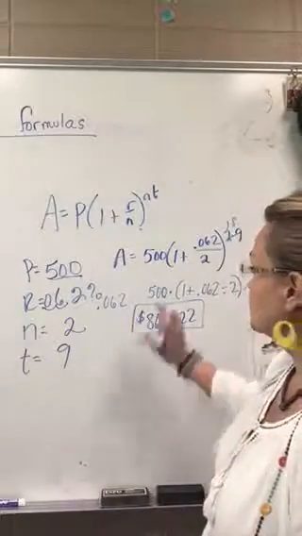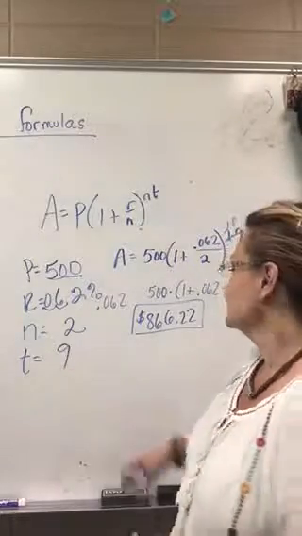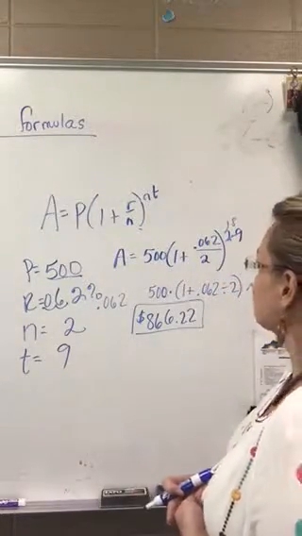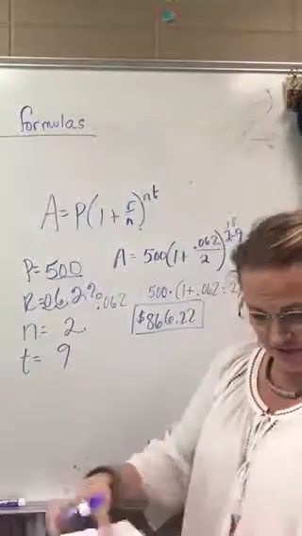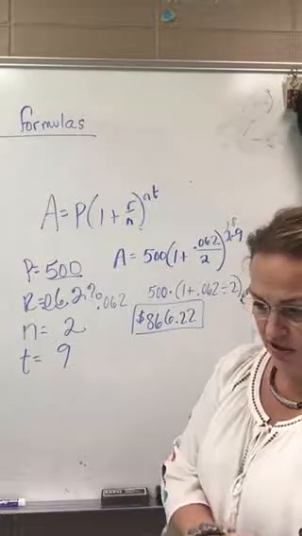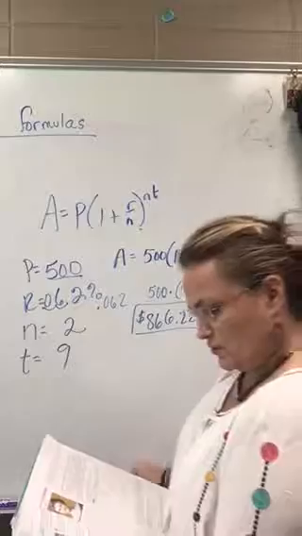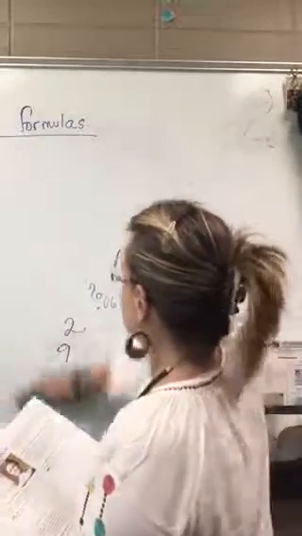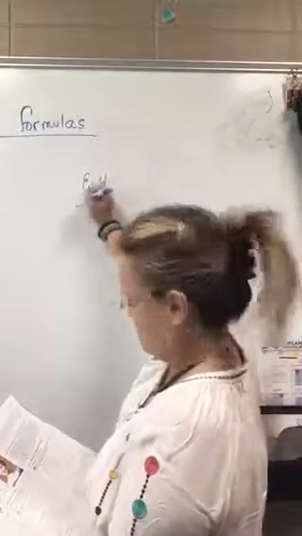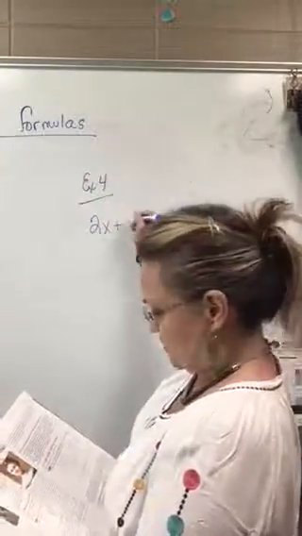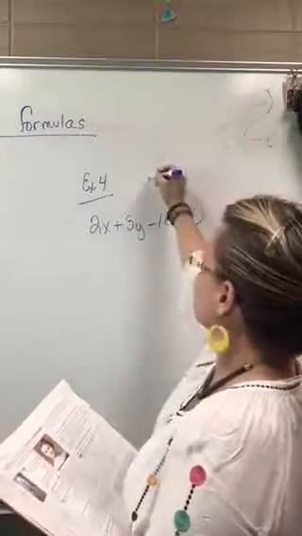So again, that was $500 invested at 6.2%, although it was for a long time, 9 years, and it was compounded. All right. The next thing I'd like to talk to you about is solving for a specified variable. That's the other big concept in this section. So if we're looking at example 4, it says to take this equation and solve it for y.